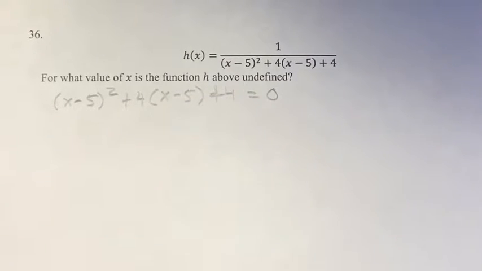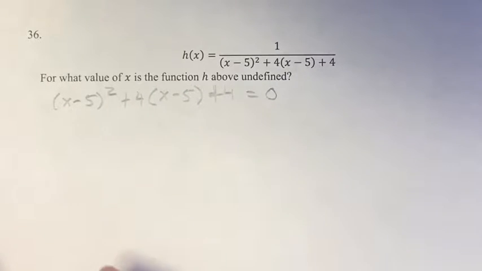Now, given this equation, there's two ways to go about it. You could just distribute out the x minus 5 and the 4 and get everything together and then set that equal to 0 and solve for that. Or you could use a little trick, right? We can do it that way, but there is a trick.